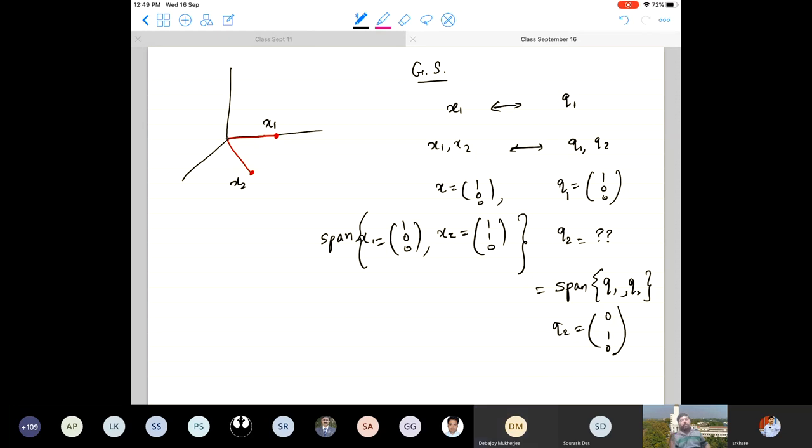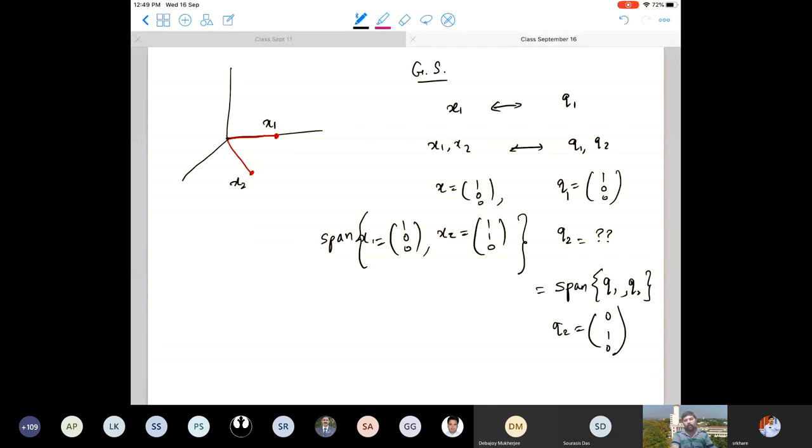Yes, sir. You can take 0 minus 1, 0, right? There is no problem in taking 0 minus 1, 0. So you can choose another vector orthogonal to q1 such that span of q1, q2 is the same as span of x1, x2, and span of x1 is the same as span of q1. What is span of x1? Span of x1 is the x-axis, span of q1 is also the x-axis, right?